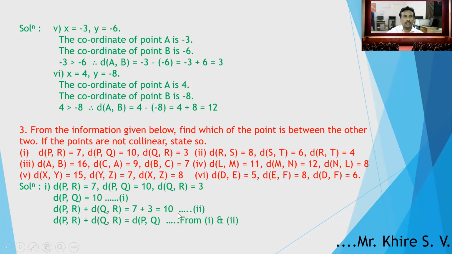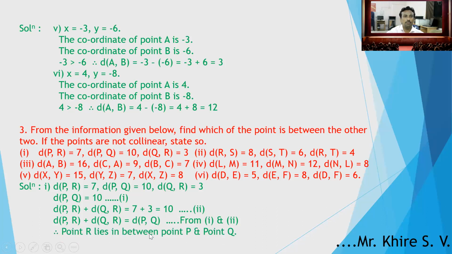Now distance PQ is 10, from equation 1 and 2, both the values are same. 10 is equal to 10 means LHS is equal to RHS. Therefore distance PR plus distance QR is equal to distance PQ. Means bigger distance is equal to sum of the other two distances. Means LHS is equal to RHS.